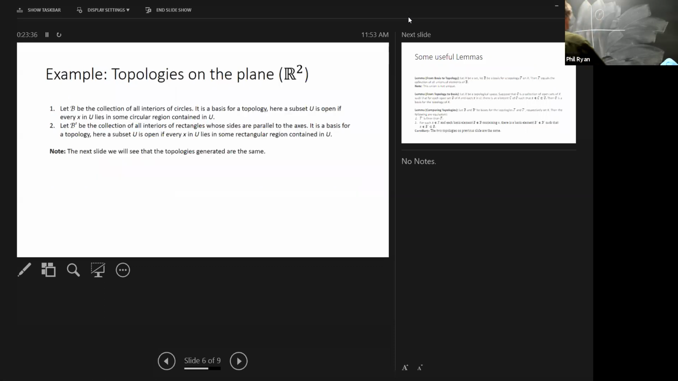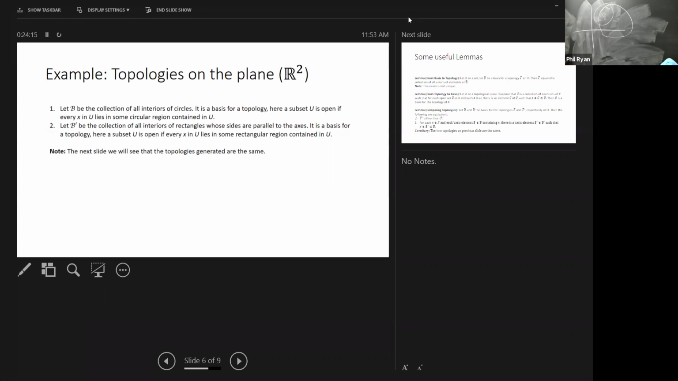So what's the picture there? We've got an x, and let's say that it's contained within two basis elements. So here's one circle, and here's another circle. So why is there then a third basis element? You can always take a radius small enough to fit in that. Exactly. And that's basically the proof.